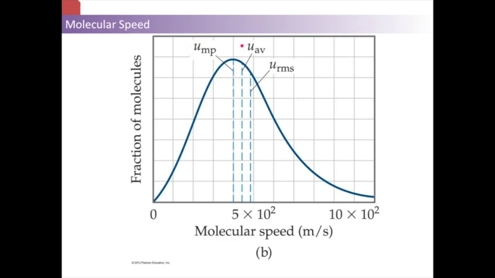Now, this symbolism up here is a little bit hard to understand, but I'll try and break it down for you, at least the ones that we care most about. This first one is MP, which stands for most probable. As you can see, it is the peak of the bell curve. So the most probable speed is the one where the highest fraction of molecules are traveling that speed.